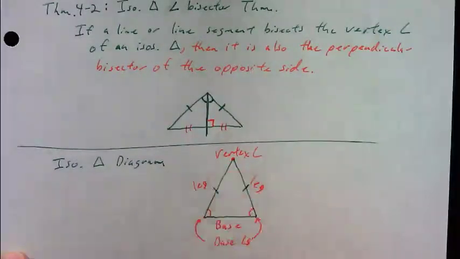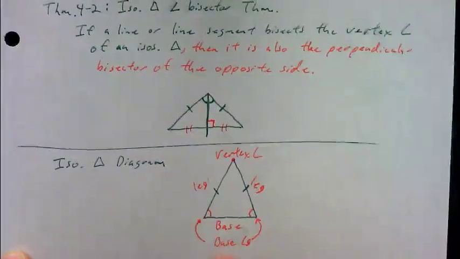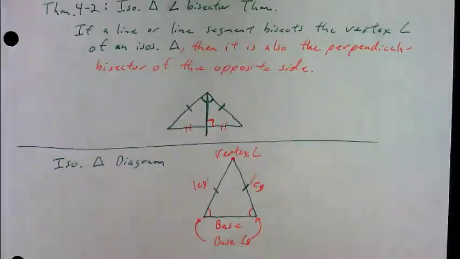The vertex angle is the angle at the top of an isosceles triangle between the two congruent parts, which are called the legs. The base is the side that's across from the vertex angle, and the two angles that border it are called the base angles. So again, those are some keywords that you should know.